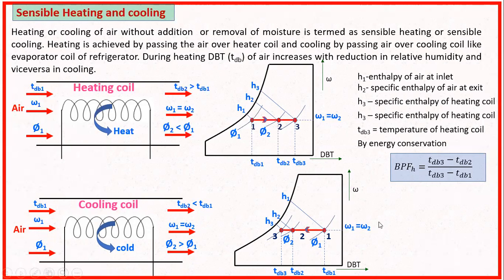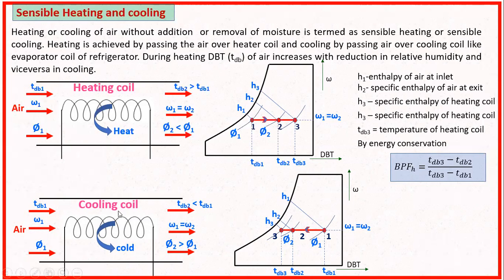Cooling means it has to go in the left side. That means the dry bulb temperature should reduce. So, initially dry bulb temperature is TDB1. So, it has reduced to TDB2. So what is 3? 3, as we said already, it is the coil temperature.